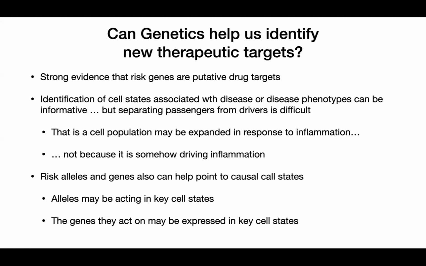Yes, there's strong evidence that risk genes are better targets than just other genes. Identification of cell states associated with disease or disease phenotypes can be informative. But in the work that I've been showing, identifying cell states that are reactive versus driving inflammation, that's hard. But risk alleles and genes can help us point to causal cell states, and the alleles may be acting in T cell states. And the genes they may act on may be expressed in T cell states.